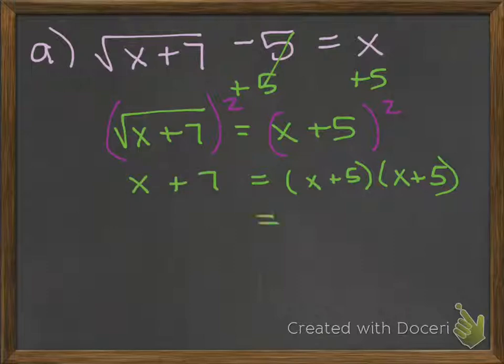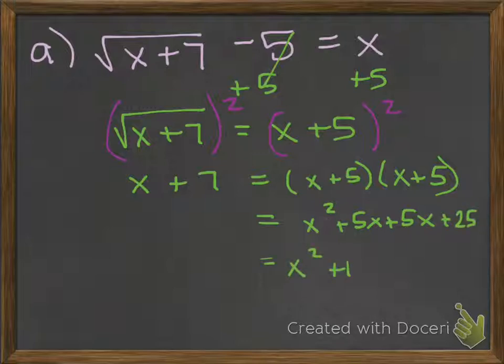So on the right side, you either need to FOIL, or for those of you who do the box, go ahead and multiply out these two binomials. So if I did x times x, I get x squared. And then I'd have plus 5x plus 5x plus 25. So I get x squared plus 10x plus 25. On the left-hand side, I get x plus 7 still. So if you did the box, you should still get that.